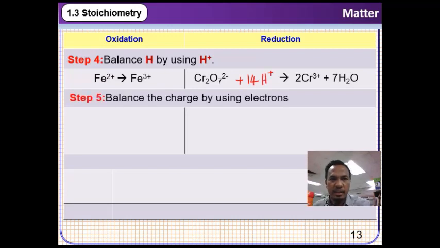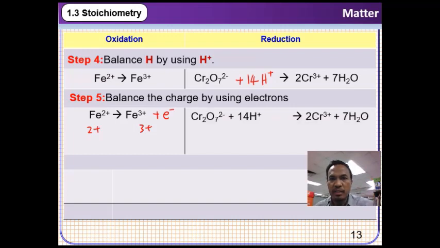Next, you need to balance the charge by using electrons. Look at the charge for the half equation for oxidation. Here the charge is 2 positive, here is 3 positive. So that means the right side contains less electron. That means you need 1 electron here to balance the charge for the opposite side.